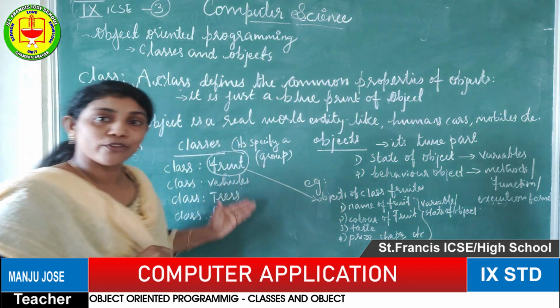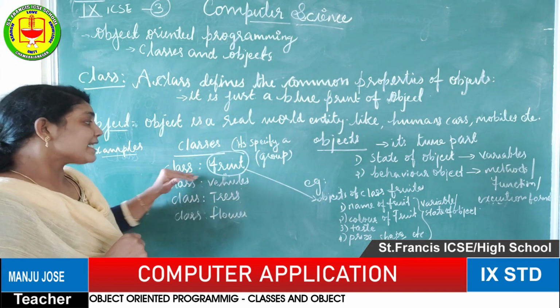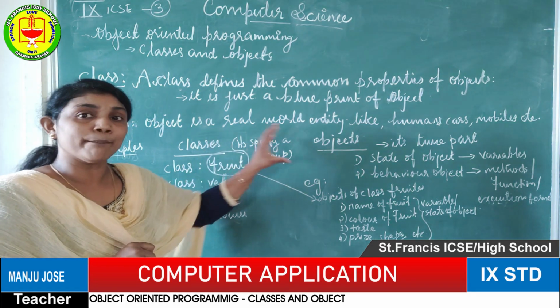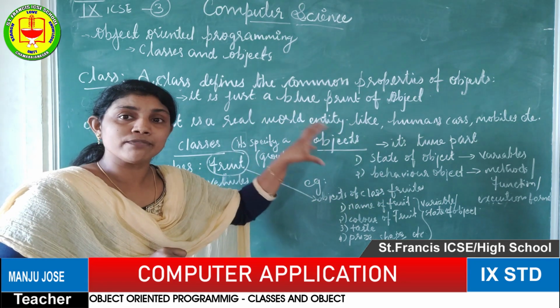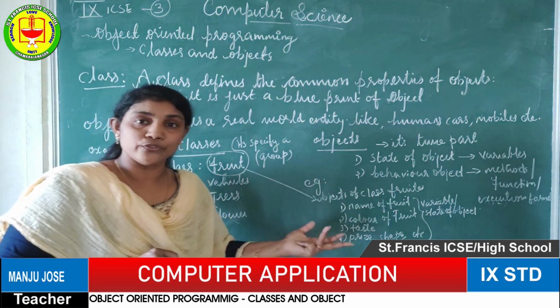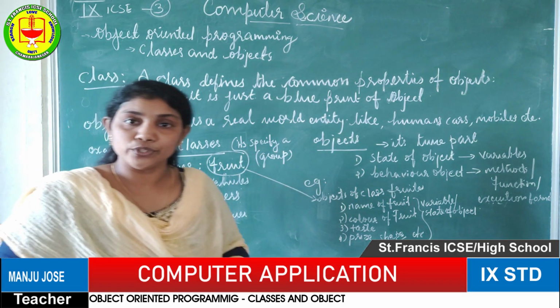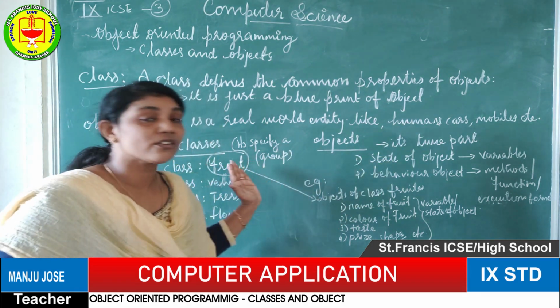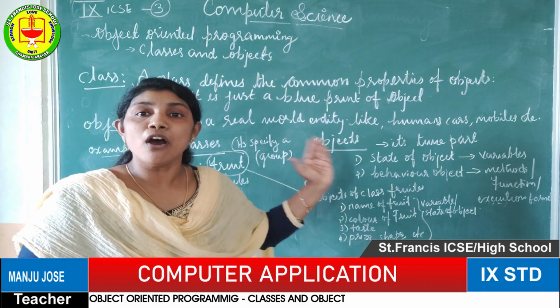So the example of the class was already explained. Class fruit. This is a group. Fruit is a group, and this fruit has a number of objects. Those objects define the name of the fruit, color of the fruit, taste of the fruit, size of the fruit, etc. It will continue. So this is called class and object.